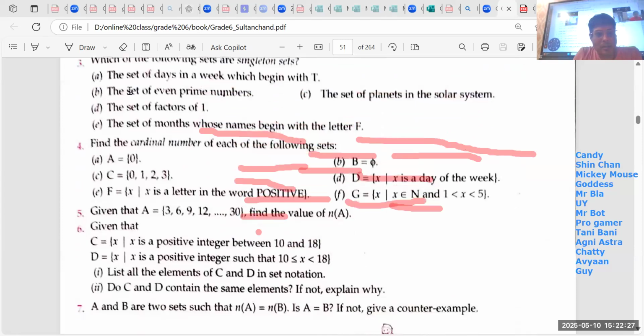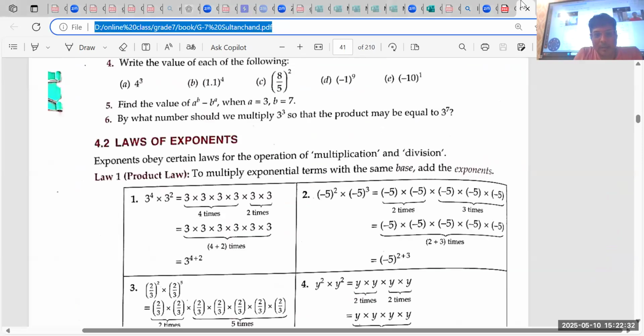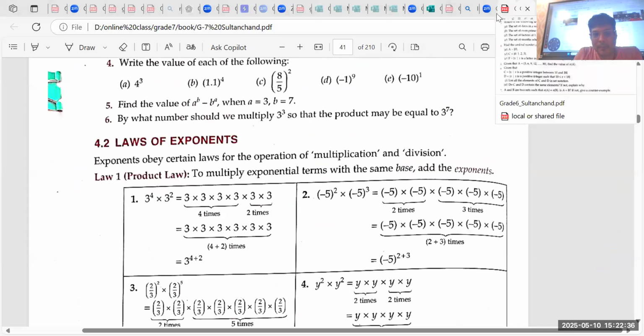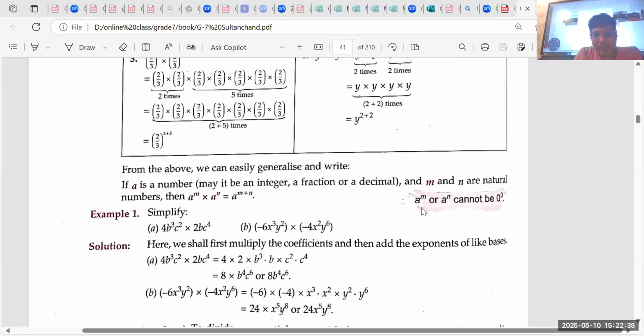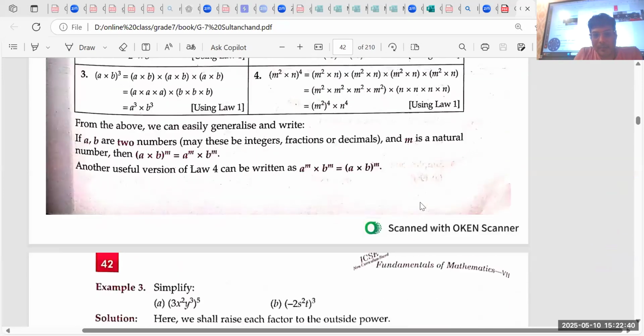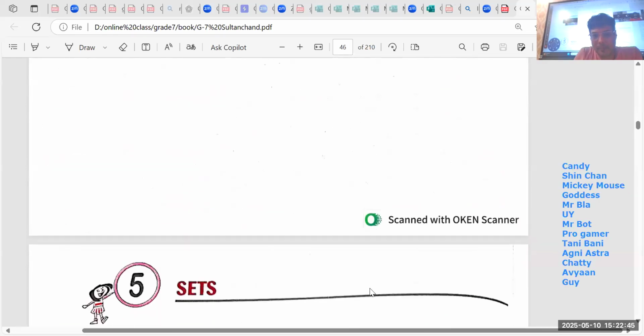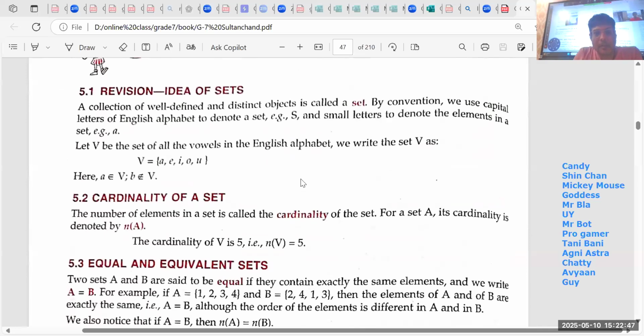So next, we are going to study from a higher grade. So we have cardinality of a set. So number of elements in a set is called the cardinality. Then we have equal sets or equivalent sets. This I will explain.